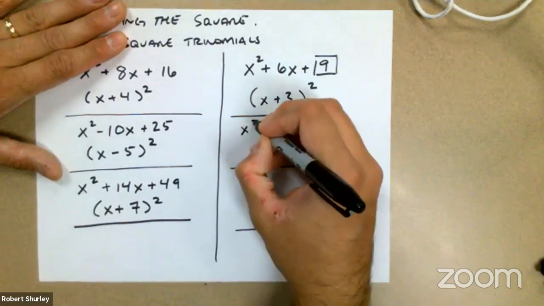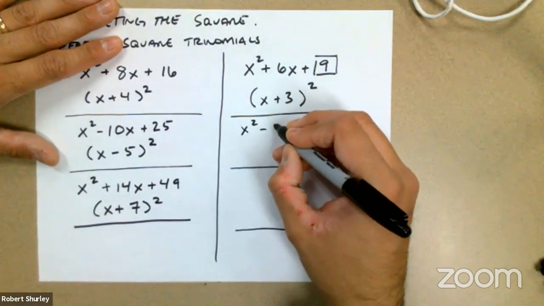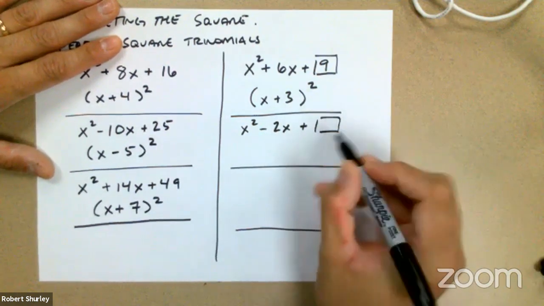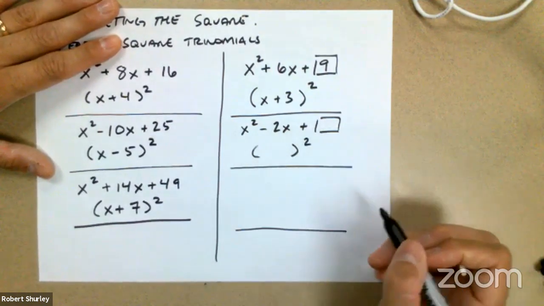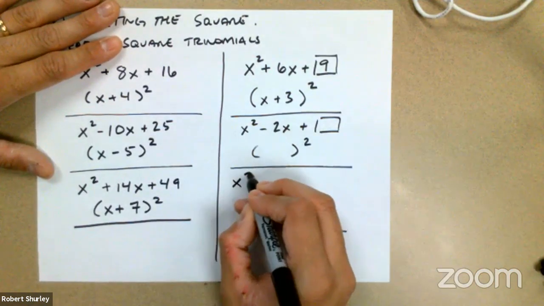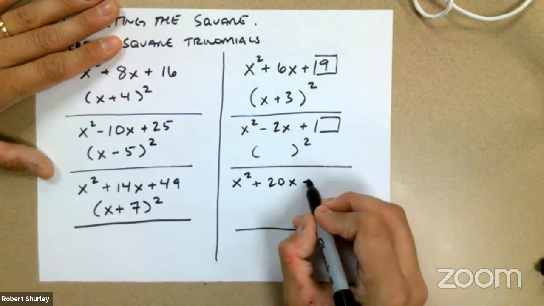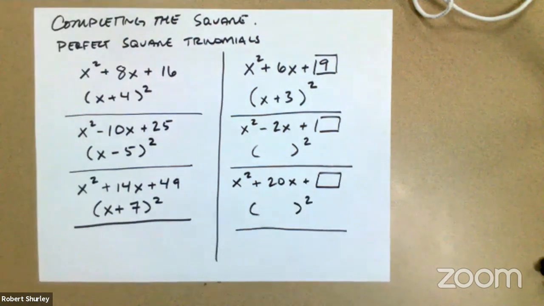Let's say we got x squared minus 2x. I want you to fill these in. Actually, fill both. Fill the box in and fill the parentheses in. And then let's do x squared plus 20x. So do the box and the parentheses.